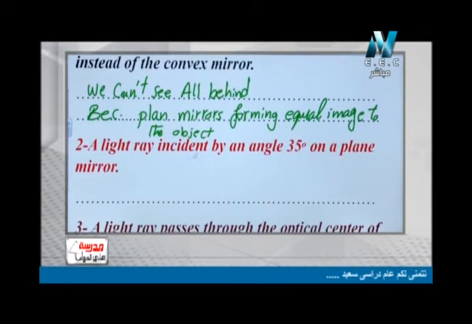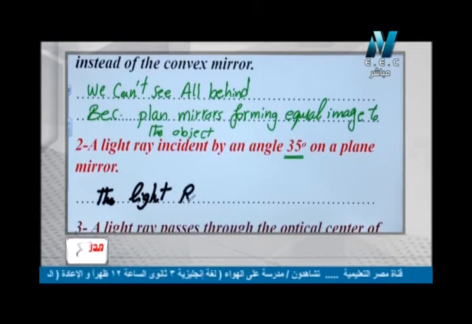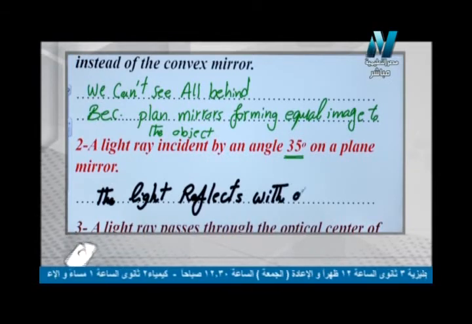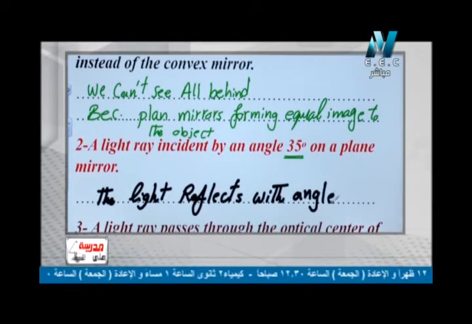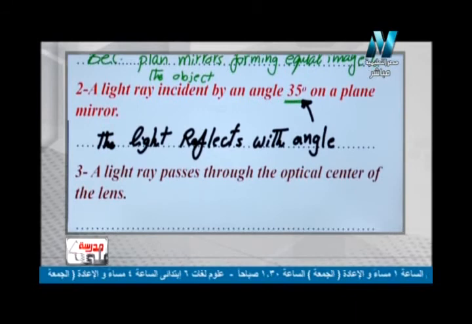Another one: a light ray incident at an angle of 35 degrees on a plane mirror. What happens in this case? The light reflects with an angle of 35 degrees, because the angle of incidence equals the angle of reflection, the first law of light reflection.